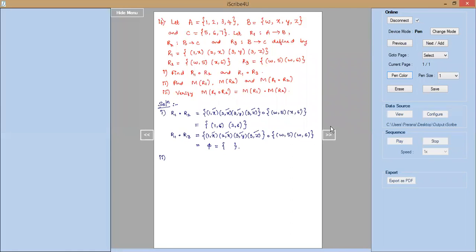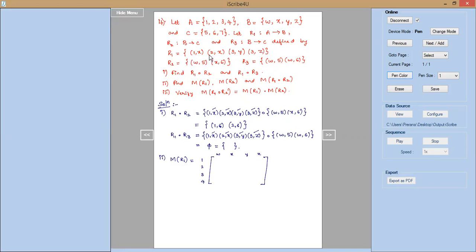So we'll find matrix R1 now. First we will write down the elements of A across rows, that is 1, 2, 3, 4. R1 is a relation from A to B, correct? So that is why the elements of B go across columns: W, X, Y, Z. So the resultant matrix will be a 4 cross 4 matrix. Let us represent this matrix now.